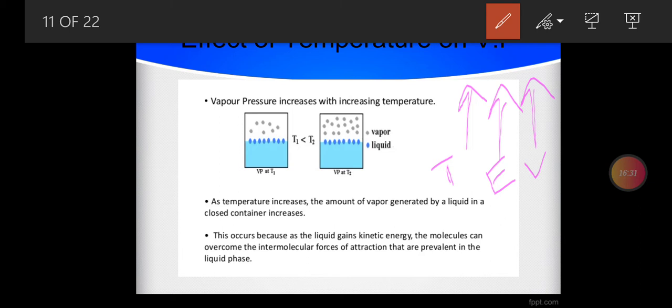The higher the temperature, the more kinetic energy is gained by the molecules, and the more kinetic energy they gain, the more easily they can leave the surface of the liquid, and more molecules are converted into vapors. And if a large number of molecules have been converted to vapors, they can exert a greater pressure, and as a result vapor pressure increases. So there is a direct relationship between vapor pressure and temperature.